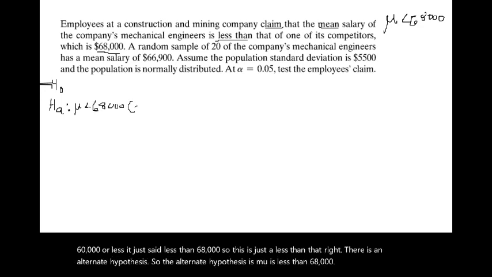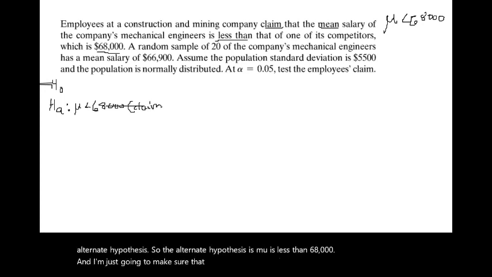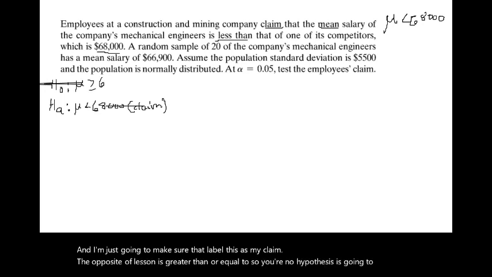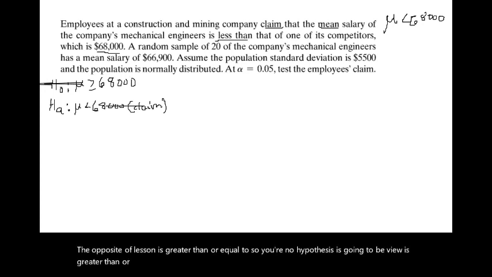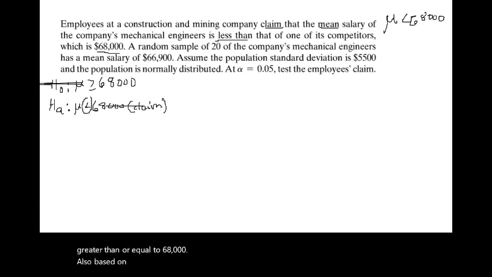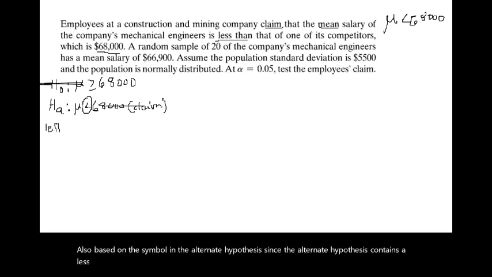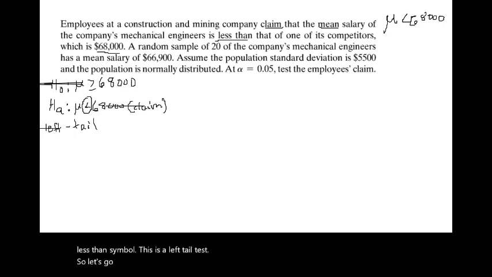And I'm just going to make sure that I label this as my claim. The opposite of less than is greater than or equal to, so your null hypothesis is going to be mu is greater than or equal to 68,000. Also, based on the symbol in the alternate hypothesis, since the alternate hypothesis contains a less than symbol, this is a left tail test. So let's go through and identify our other values.